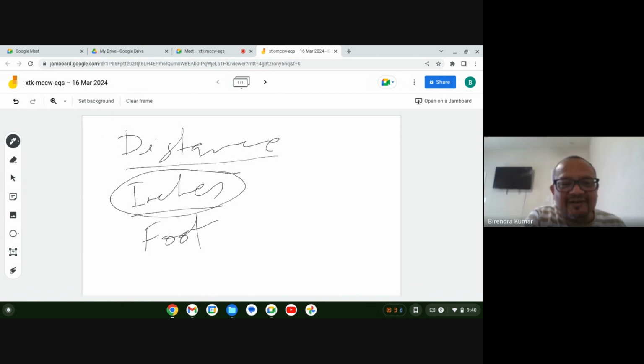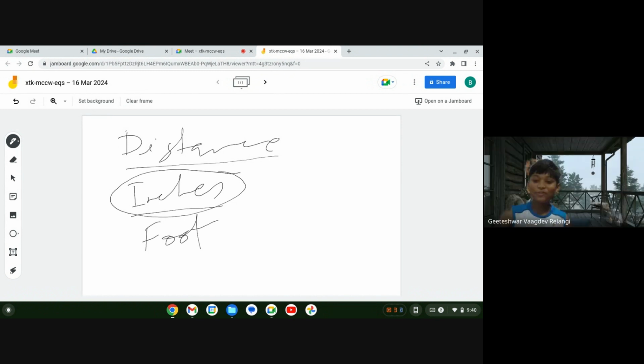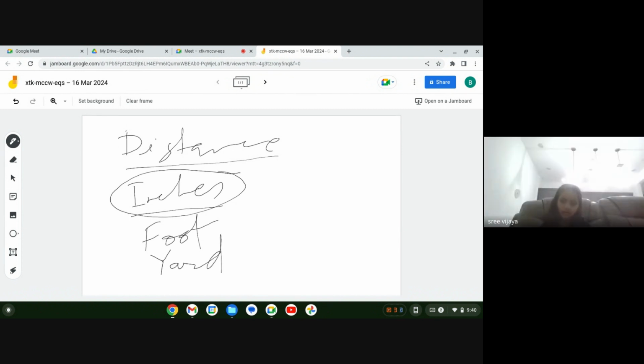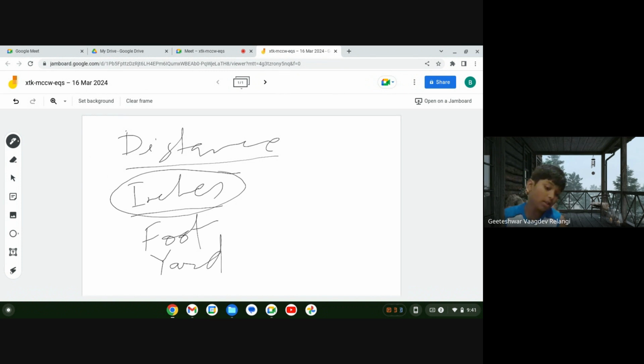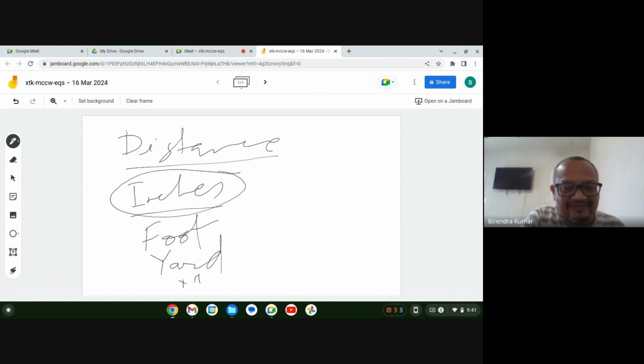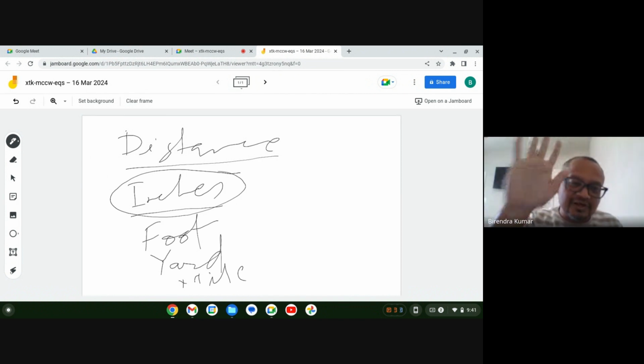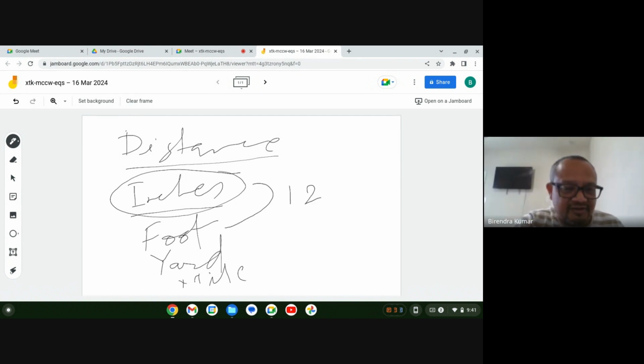It's only foot. 1 foot, and then yard. Inches, foot, yard, mile. Go slow, don't rush. 12 inches make 1 foot.